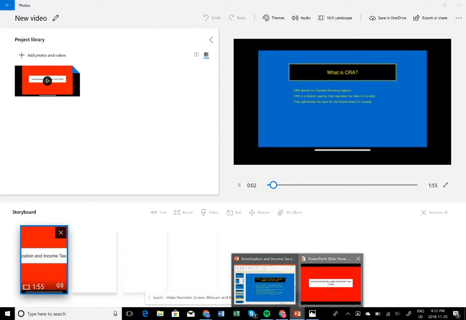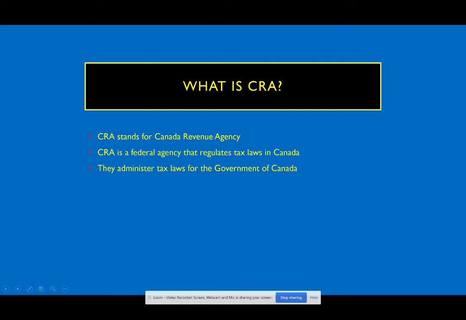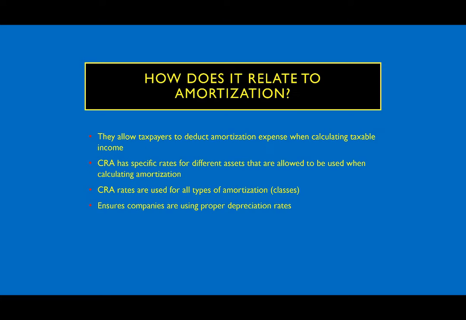Amortization and income tax. What is CRA? CRA stands for Canada Revenue Agency. The CRA is a federal agency that regulates tax laws in Canada. They administer tax laws for the Government of Canada. How does it relate to amortization?